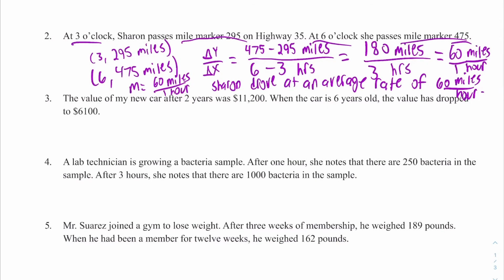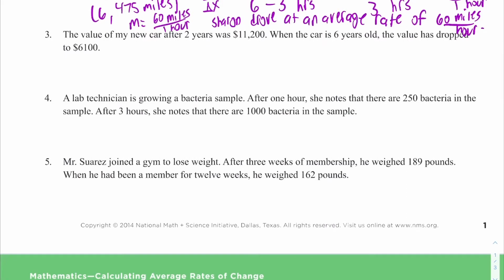Let's do this number 4. We have a person in a lab growing bacteria. At 1 hour, there are 250 bacteria. After 3 hours, okay, so they both say after, so that means we can just put the number 1 and 250, 1 hour and 250 bacteria, and then 3 hours, there are 1,000 bacteria.